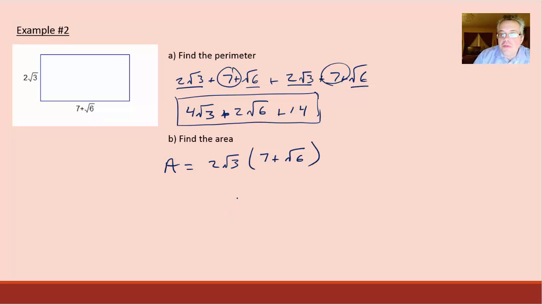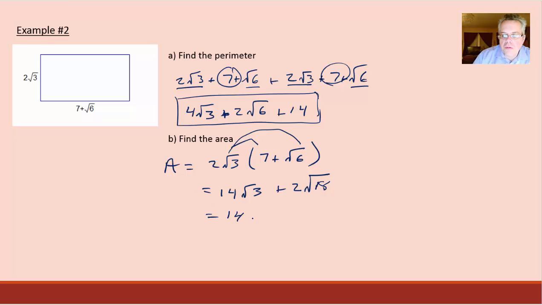Okay, this requires some distributing because we have this one thing times these two things. So 2 square root of 3 times 7, this times this, gives me 14 square root of 3. When I do 2 times square root of 3 times square root of 6, I get plus 2 times, when I multiply those square roots, square root of 18. Now, always when we're doing square roots, I look, can I simplify something? Not the first one, but the second one can.